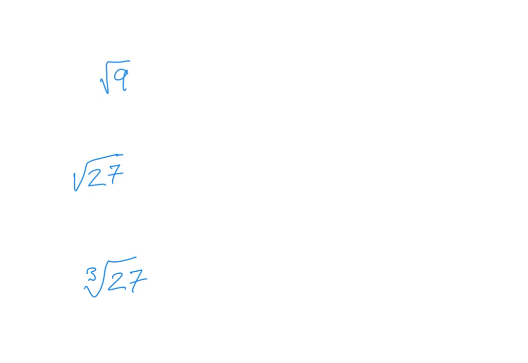Quick review of square roots. Square root of 9 means what number times itself is 9? That would be 3. Square root of 27, there isn't a number that we know.